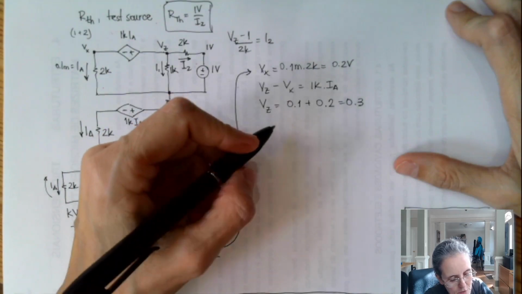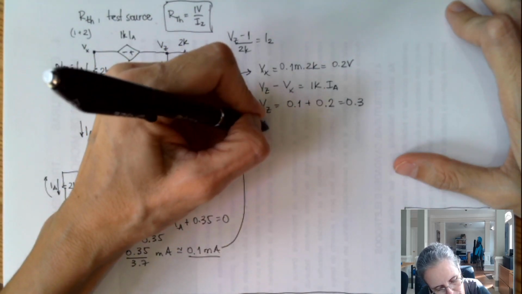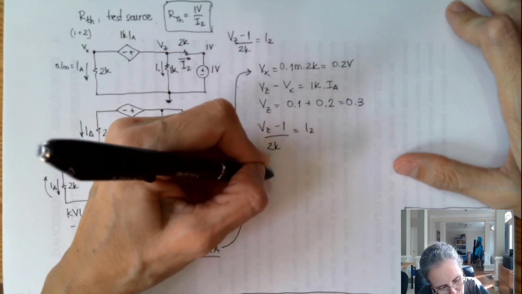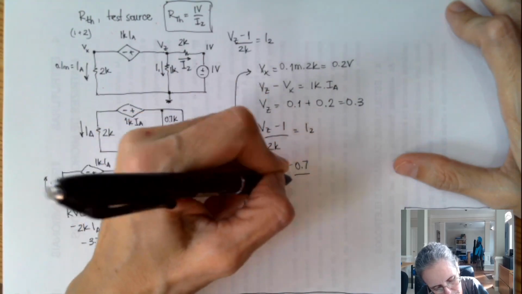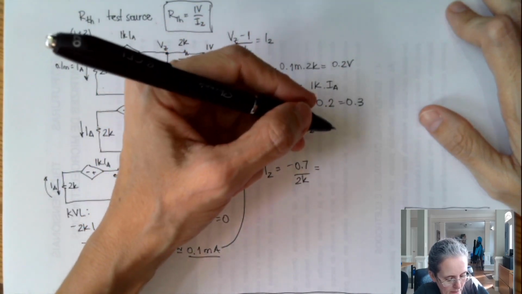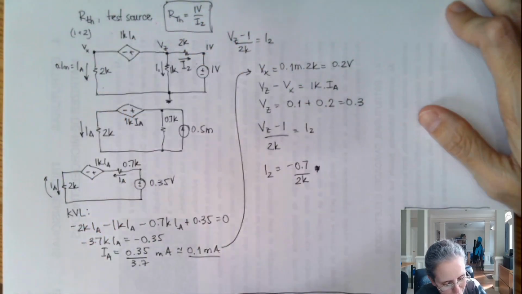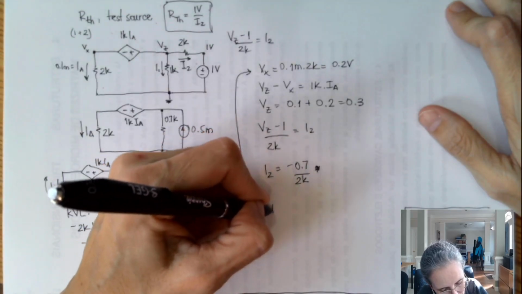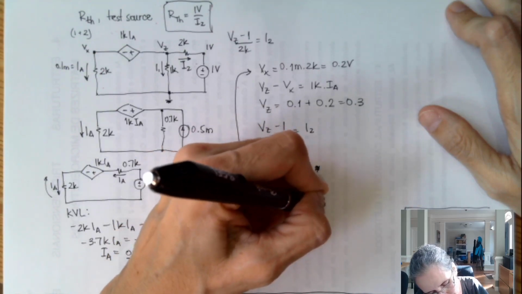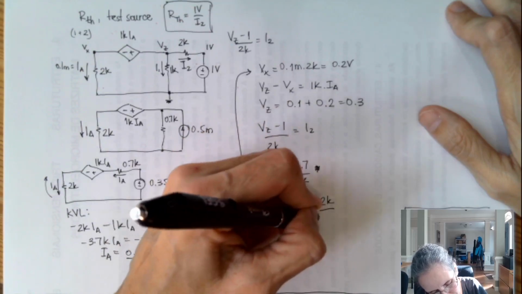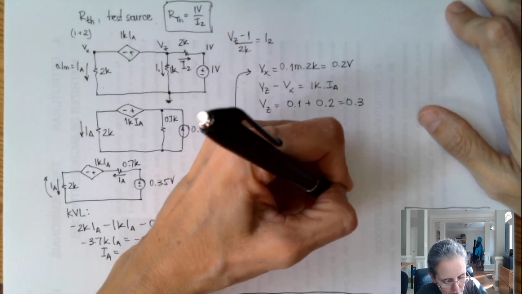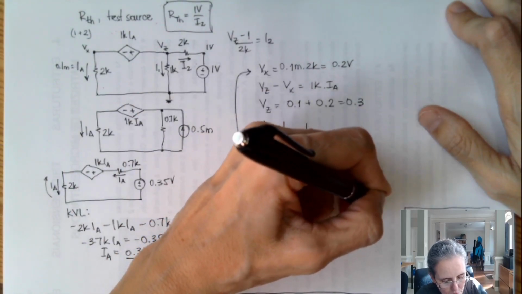So if Vz is 0.3 volts, now I can use Ohm's law. Vz minus 1 divided by 2K is I2. So I2 will be minus 0.7 divided by 2K. Which I'm going to leave for now because I'm going to have to do 1 over that. So RTH will be 1 volt divided by I2, which is 2K. Actually, it's the absolute value of that. 2K divided by 0.7. Which is like 3 kilo ohms.